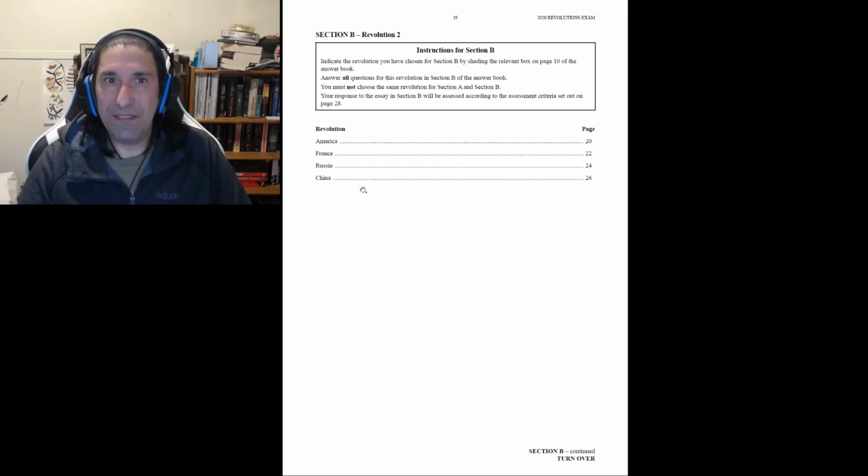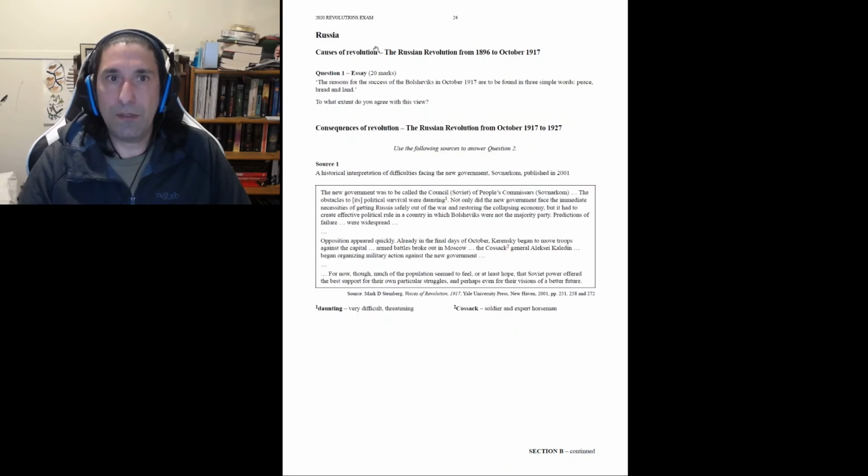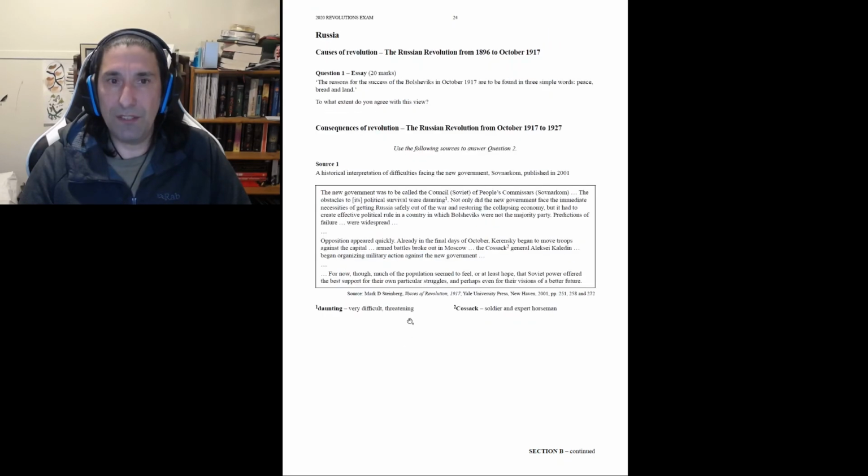So here's the index for Section B, and once again we've got Russia, page 24, China, page 26. So let's go straight to Russia, page 24. Going down, 21, 24 here. So question 1 is worth 20 marks, and that is Section B, Part 1. And then Section B, Part 2, which is the consequence of the revolution. These are those source analysis questions again, in A, B, and C, just like we had in Section A, the previous section. So there's nothing really different there.